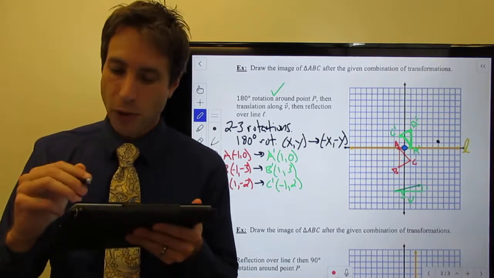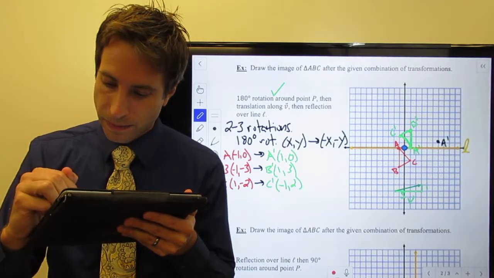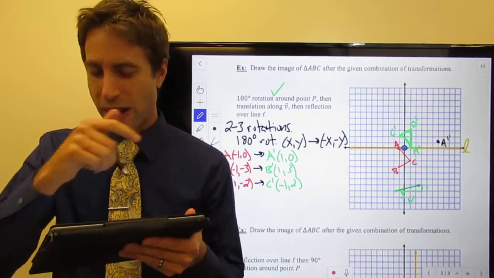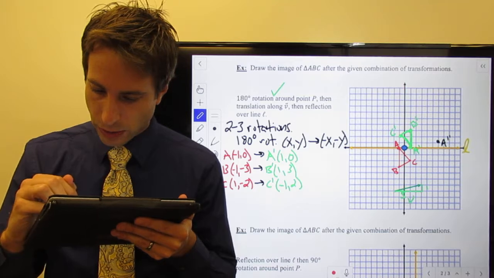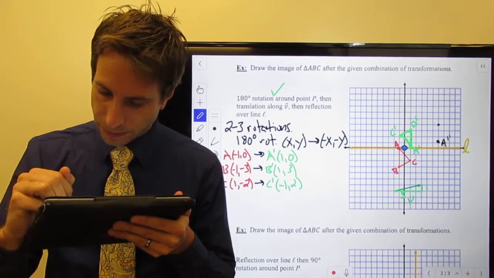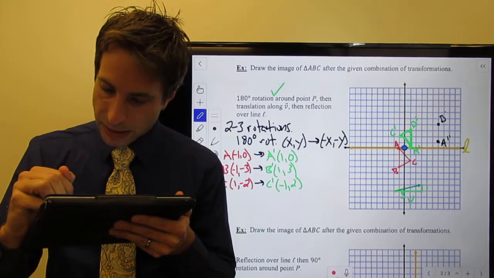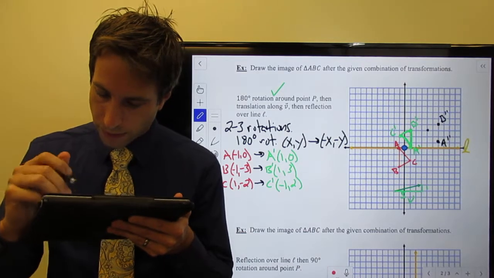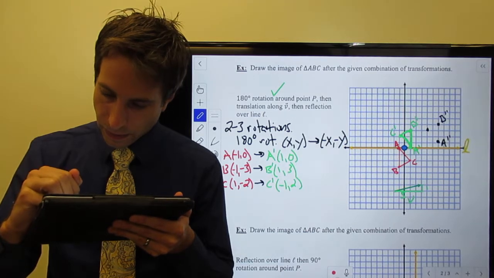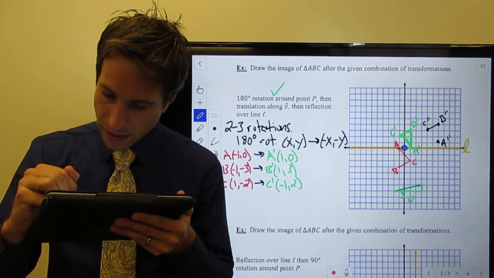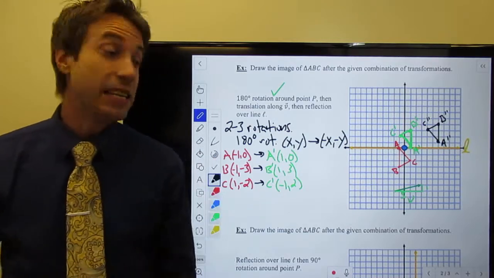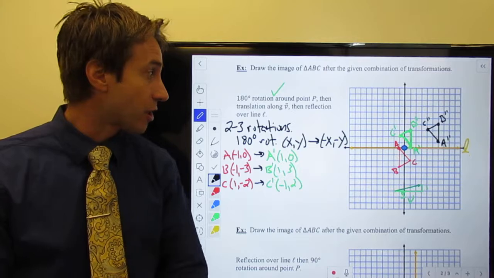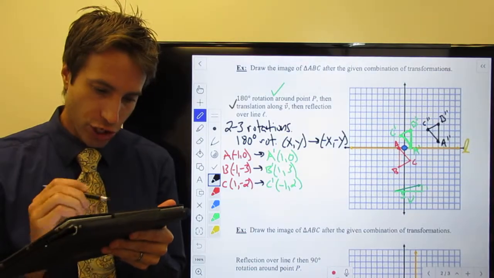So this is now going to be, careful, A double prime. Let's see, B up 1. Let's go right 5, then up 1. 1, 2, 3, 4, 5, up 1. That'll be B double prime. And then C, 5, up 1. Perfect. C double prime. There is the triangle after that translation, right? Based on that vector. So, check.